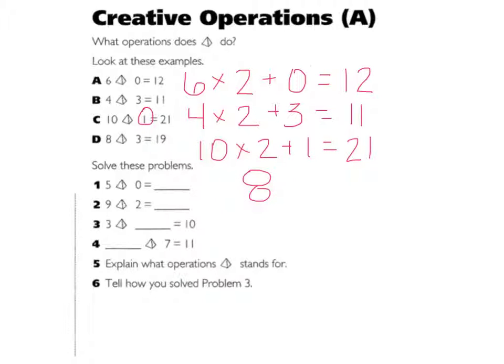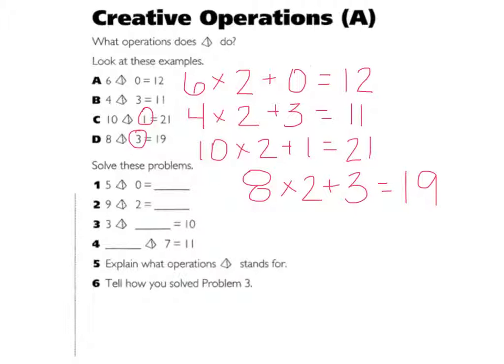8 doubled, or times 2, plus the second number, which is 3. 8 times 2 is 16, plus 3 is 19. So it works for each of our examples at the top. So pyramid means double the first number and add the second number.